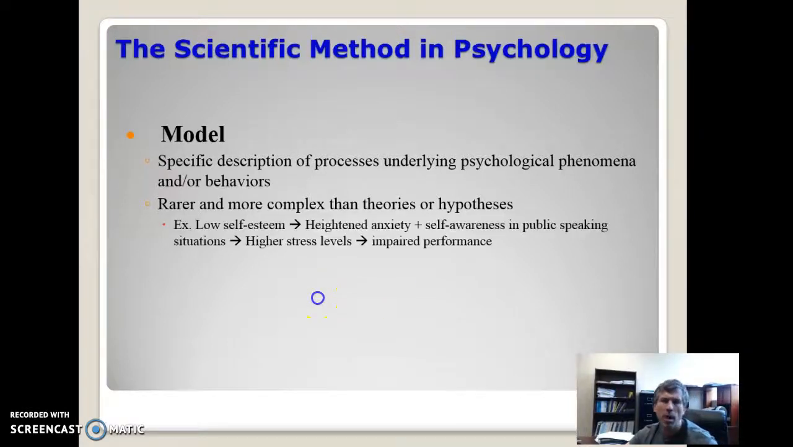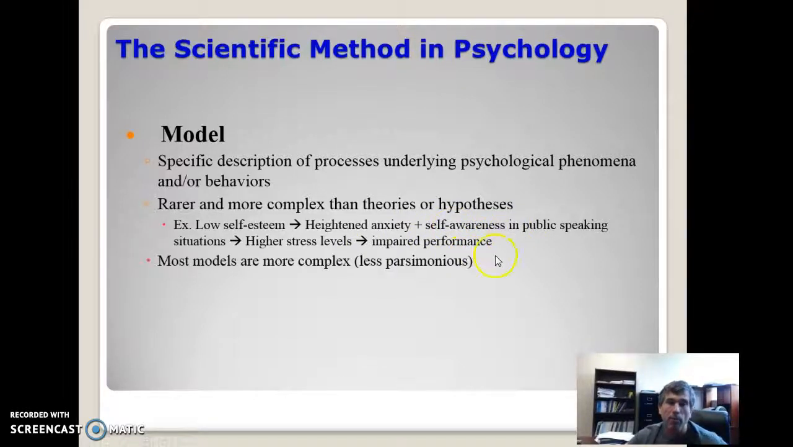Here's what a really simple model might look like for our self-esteem prediction. Low self-esteem creates heightened anxiety and self-awareness. Notice we've added the reason why that's the case. That contributes to higher stress levels, and then we add another outcome down the line that creates impaired performance. Most models are more complex, they're less parsimonious, so you need a really good reason to adopt a more complex model, because again, you lose a lot of that parsimony.